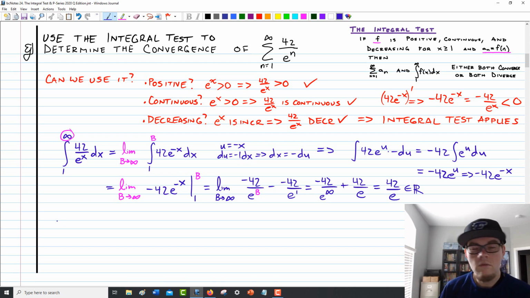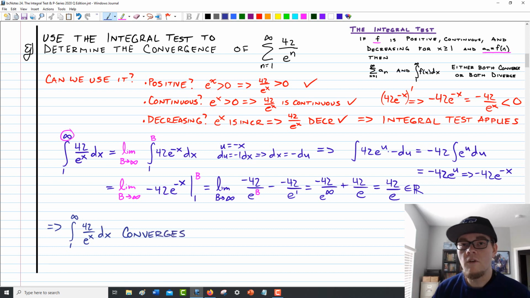So what does that tell us? Well, at this point we've been able to draw a conclusion. This tells us that the integral from 1 to infinity of 42 over e to the x dx converges. Now I know it says it converges to 42 over e, but don't get too excited by the presence of that. That's not necessarily what the series will converge to. In fact, it's probably not. But at the very least for the moment, we found that the improper integral converges.